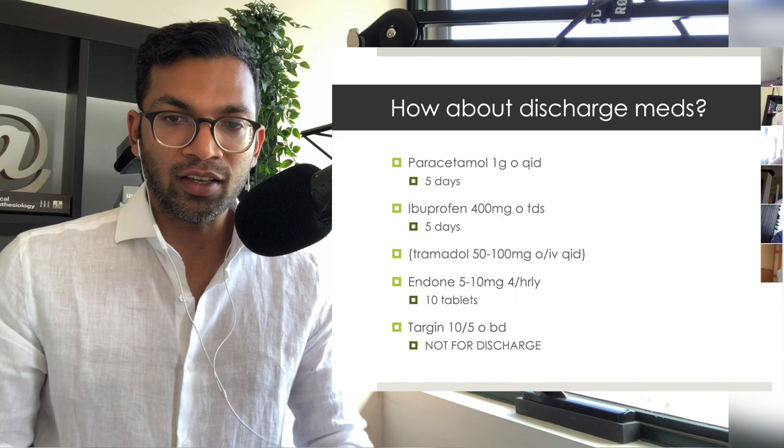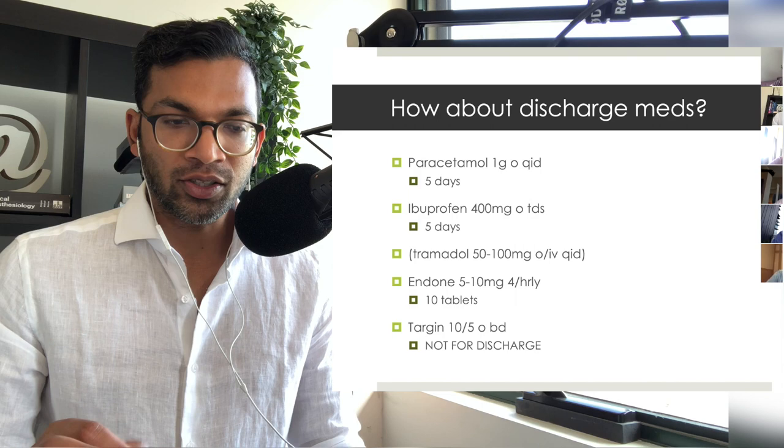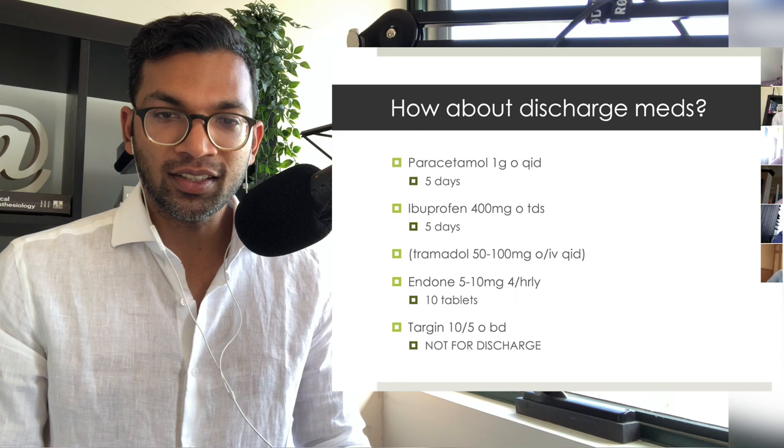But Targin is a sustained release oxycodone. So it's like Endone, but just acts longer. And it's just not for discharge. If someone still needs lots of Targin, they probably shouldn't be going home for pain reasons. Okay, so that's the first case.